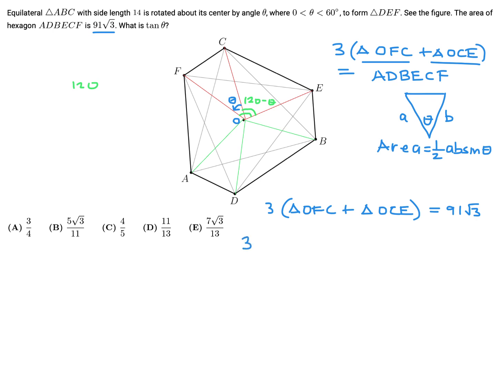So we got 3 times OFC, so we've got 1/2 times OF times OC sine theta plus 1/2 OC times OE sine of 120 minus theta. And that's 91 root 3.